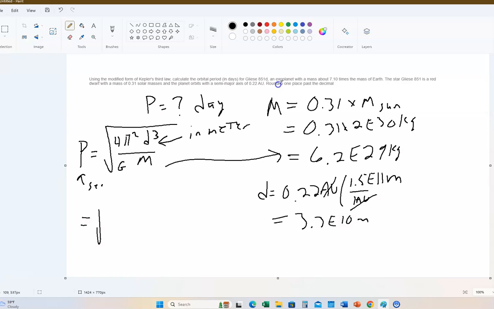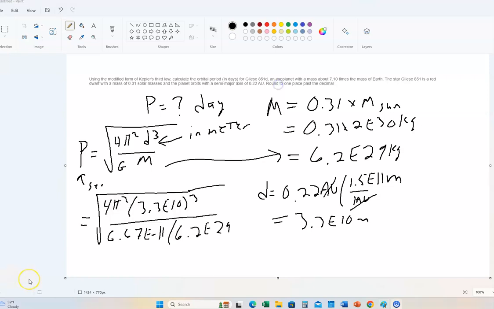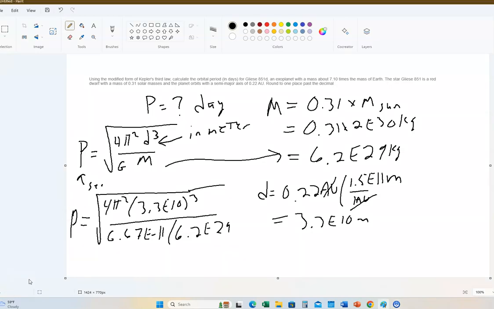So P is going to equal, now you're just going to put the numbers in. So it's 4 pi squared. Let me pause this. All right, so I paused it just to write this all out. These are all the numbers here. I'm going to do this in my calculator, and we'll see what the answer is. Remember, the answer P here is going to come out in seconds, and then we'll convert it in just a moment.